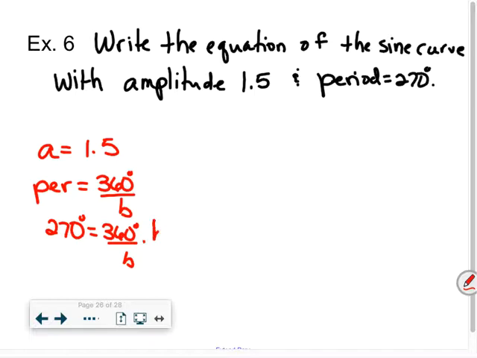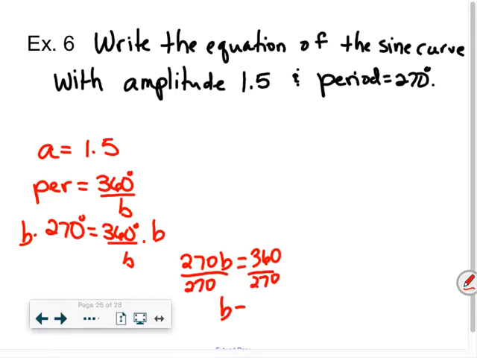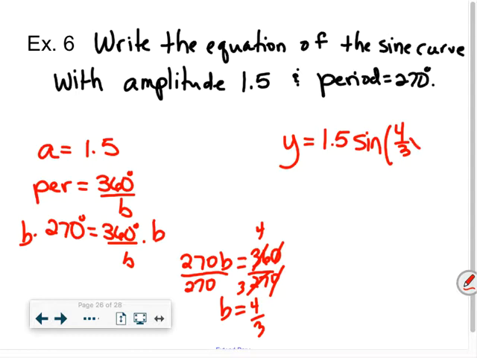So what you need to do is you multiply both sides by b, and that's going to give me 270b equals 360. We're going to clear the fraction. So I multiply both sides by b, and then to solve for b, I divide by 270. Well, I can cancel out the zeros, and 9 goes into 36 4 times. 9 goes into 27 3 times. So b is 4/3. So this will be y equals 1.5 sine 4/3 x.